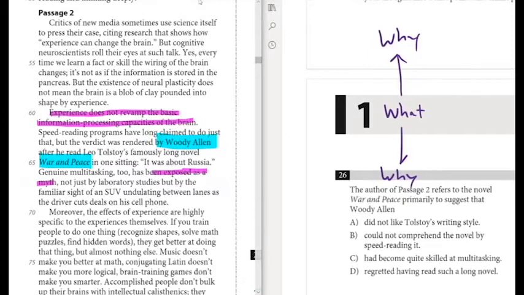So now looking at the answer choices, was it that Woody Allen didn't like the writing style? No, it was about the idea that speed reading really doesn't work. Could not comprehend the novel by speed reading it? Well, that's exactly the idea that speed reading doesn't work. Had become quite skilled at multitasking? Well, he wasn't so skilled because all he came out knowing was that it was about Russia. And choice D, regretted having read the novel? Well, he said it was about Russia. He didn't say whether he regretted it or not. So that would be taking it a little far. And so the answer choice for 26 is going to be B.